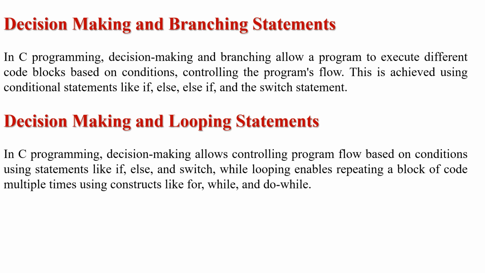In C programming, the flow is in a sequential manner. Whenever we are making a decision, according to the decision, the statement may branch. So it can execute code blocks based on the conditions and the control. For this we are using conditional statements like if, else, else if and the switch statement.